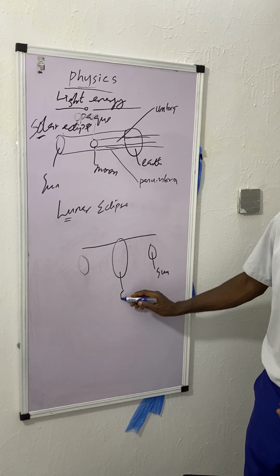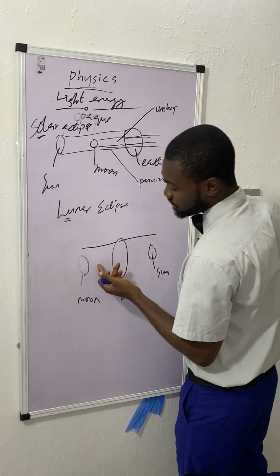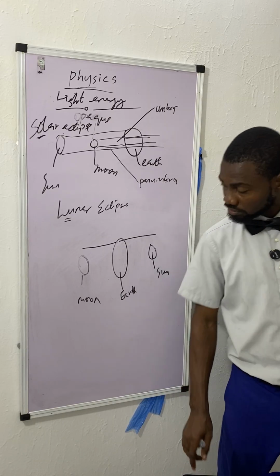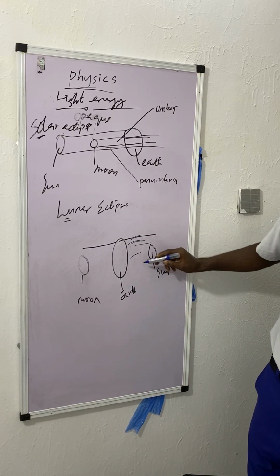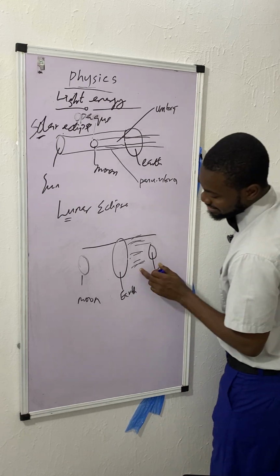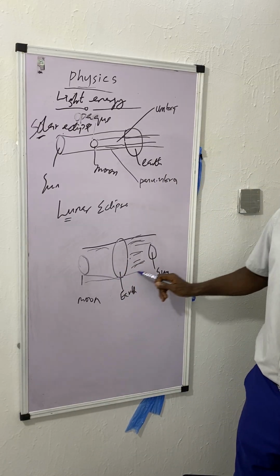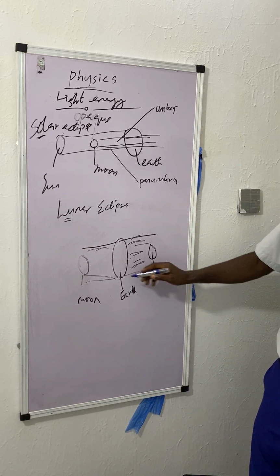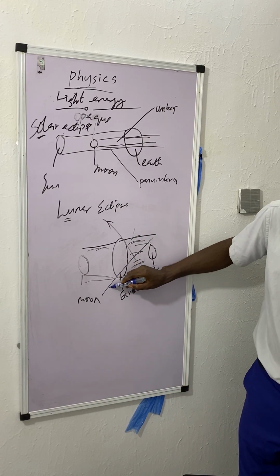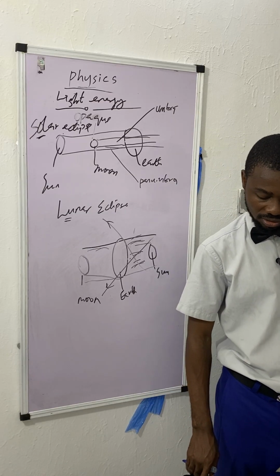Sun, earth, moon. So it's now the turn of the earth to cast a shadow on the moon. The earth casts a shadow on what? On the moon. That's it. The sun sends light to the earth, then the earth forms a shadow on the moon. So that's lunar eclipse for you. The shadow is formed. Usually the light will travel like this and like this. All right, that's understanding solar and lunar eclipse.